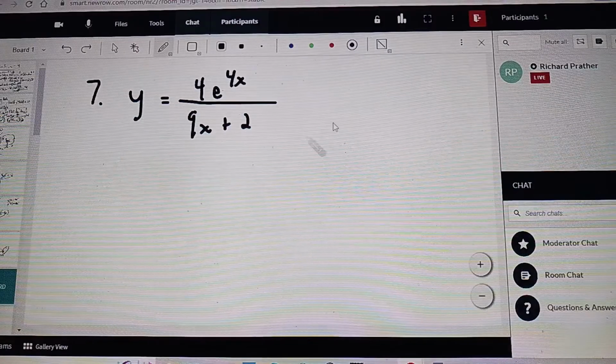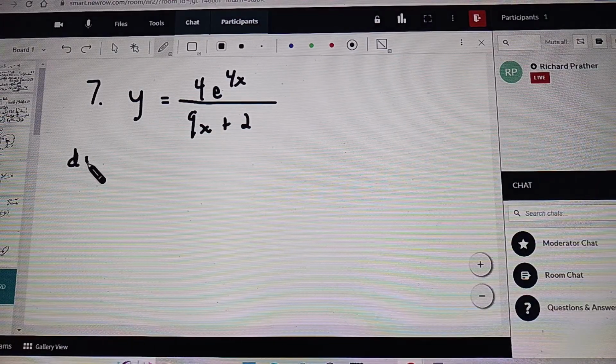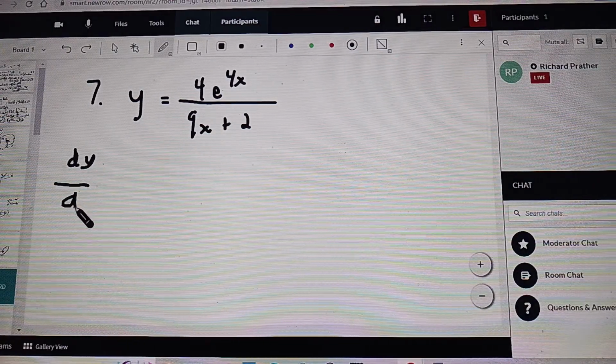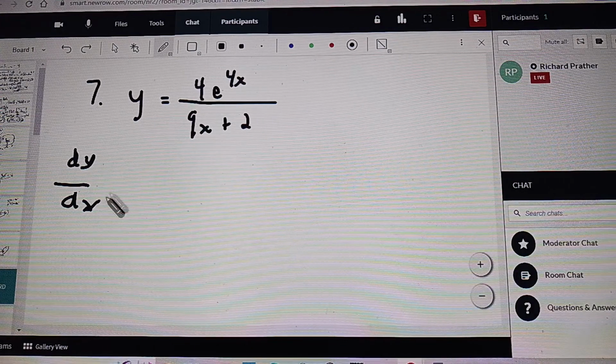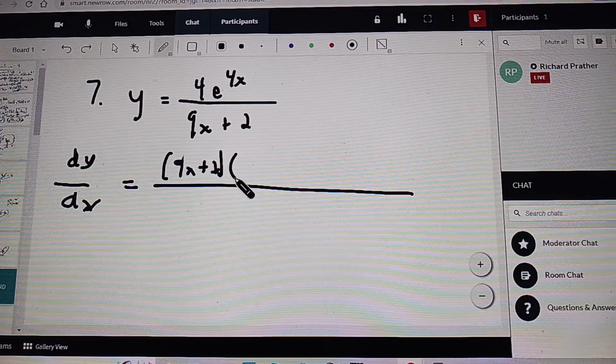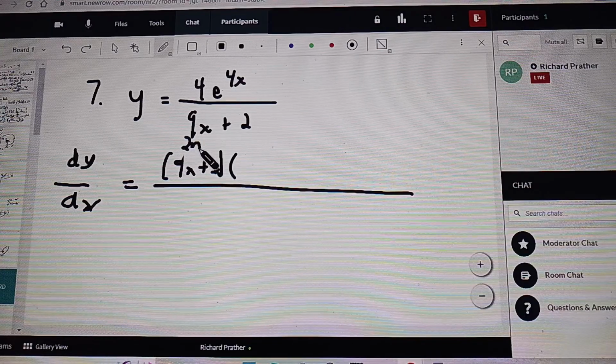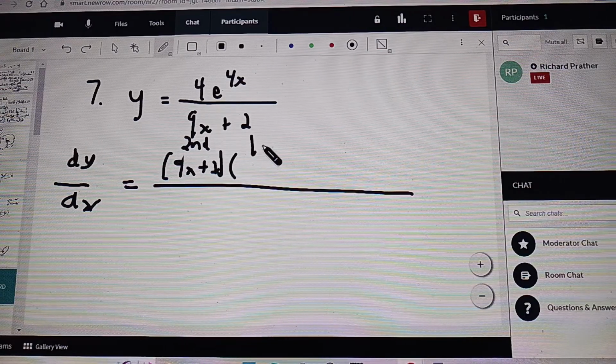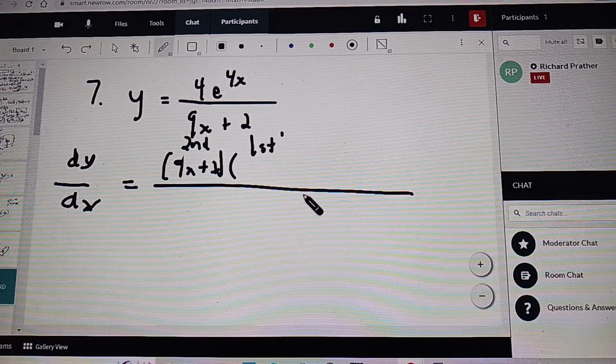dy over dx, derivative of y with respect to x. But now we're going to do quotient rule. So second times derivative of the first. That's what we're doing in this section.